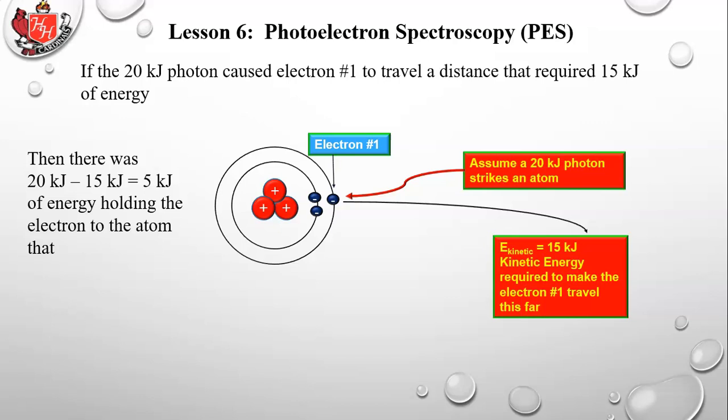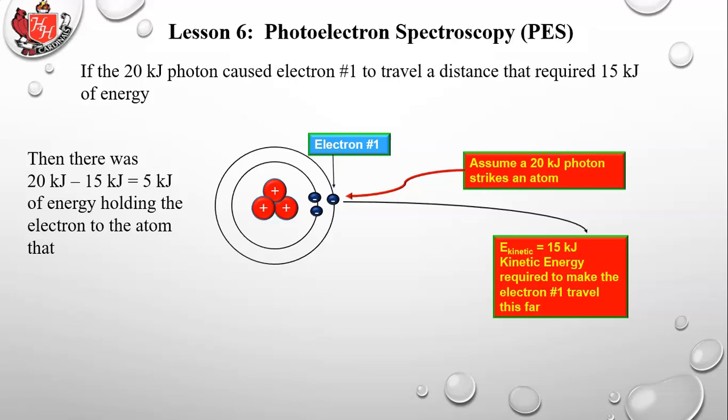So let me say that again. You hit electron number 1 with 20 kilojoules of energy. It flies out with 15 kilojoules. So something had to happen to those other 5 kilojoules. They were the energy that was required to get it to start moving and pull it away from the atom. And so that would be the ionization energy. That's how much energy it took to pull that electron away. And that's what photoelectron spectroscopy does. It measures ionization energy or binding energy. We tend to almost never use the term binding energy in this class, but it measures ionization energy.